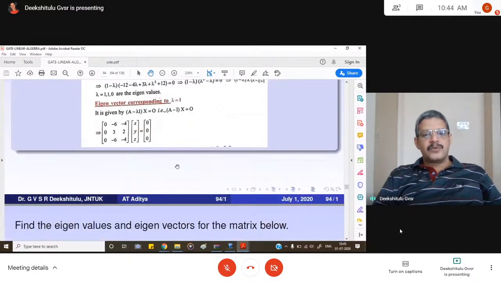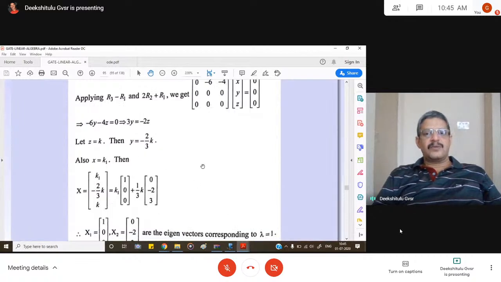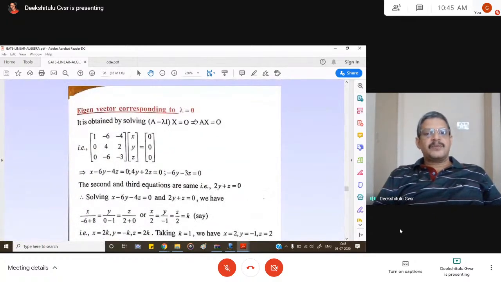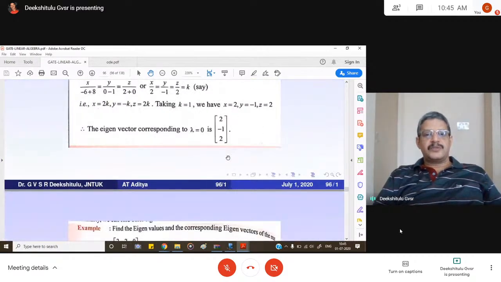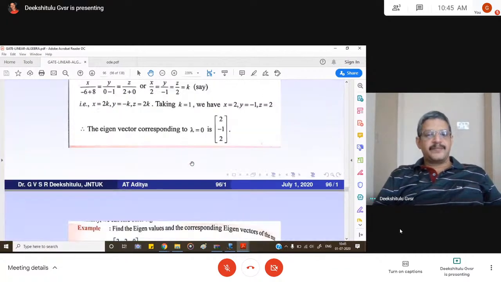So corresponding to lambda is equal to 1, the eigenvectors are now written as 1, 0, 0 and 0, minus 2, 3. This we have to understand. That means when lambda is a repeated eigenvalue, then corresponding to that there will be 2 independent eigenvectors. So lambda is equal to 0, and if you put lambda is equal to 0 in this, these are the equations. If you solve them, we get the eigenvector 2, minus 1, 2. Here to simplify this, you get this.